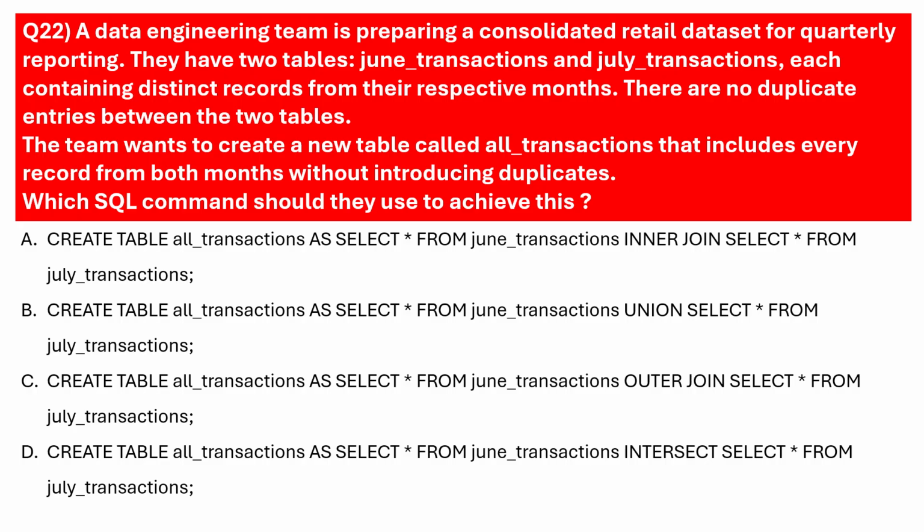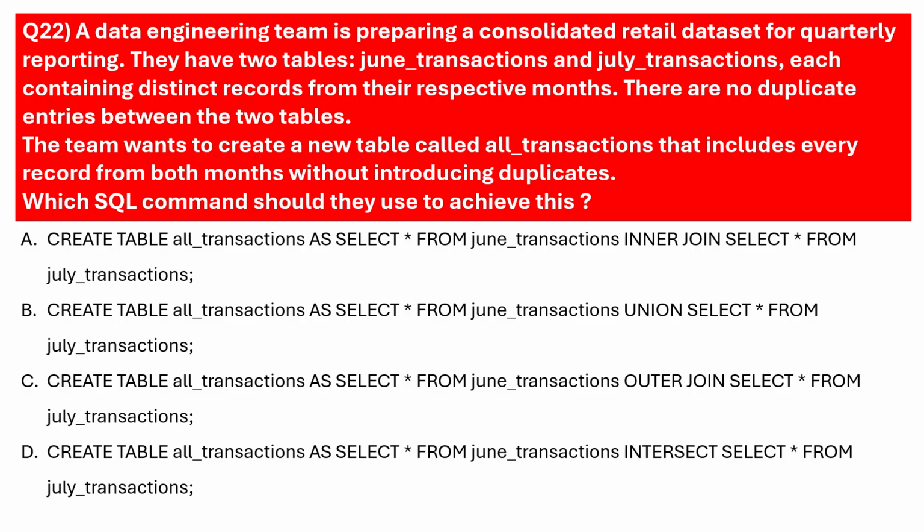Q22. A data engineering team is preparing a consolidated retail dataset for quarterly reporting. They have two tables, June_transactions and July_transactions, each containing distinct records from their respective months. There are no duplicate entries between the two tables. The team wants to create a new table called all_transactions that includes every record from both months without introducing duplicates. Which SQL command should they use to achieve this?